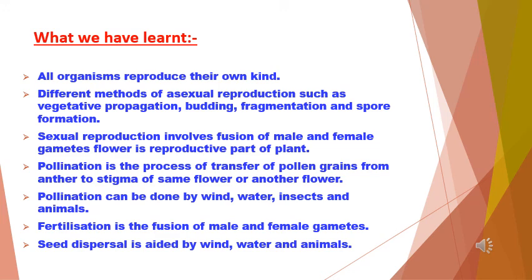Pollination is the process of transfer of pollen grains from anther to the stigma of the same flower or another flower. We have learned about agents of pollination. That is, pollination can be done by wind, water, insects, and animals. We have also learned about fertilization and how fertilization is the fusion of male and female gametes. At the end, we have learned about seed dispersal and how seed dispersal occurs with the help of wind, water, and animals, and how it is important for proper development of a plant.